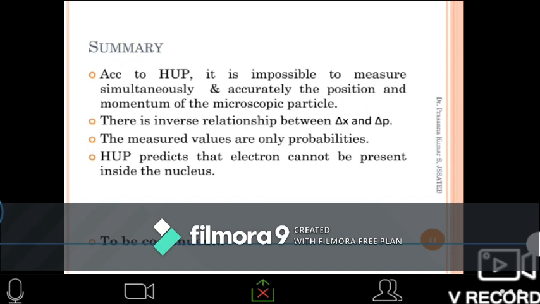Delta x delta p greater than or equal to h by 4 pi, that's the limit. There is an inverse relationship between delta x and delta p. Delta x is inversely proportional to delta p. The measured values under quantum mechanics, the delta x and delta p, are only probabilities, not exact values. And using the Heisenberg uncertainty principle, we have shown that electrons cannot be present inside the nucleus.